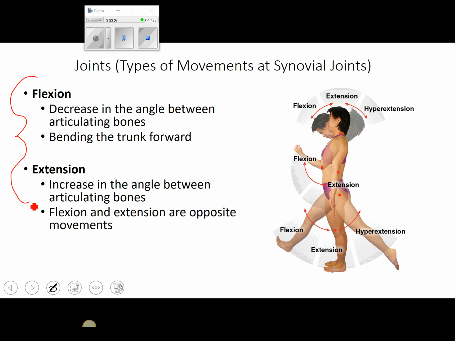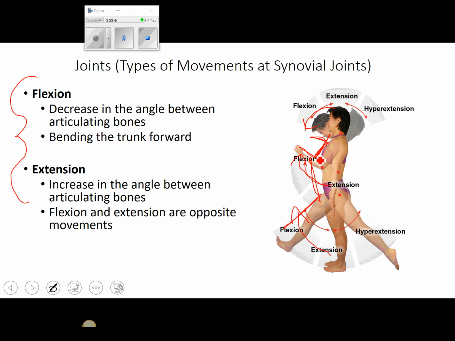In this picture, if she brings her arm upward, she's decreasing that angle. So she is decreasing the angle, and that is flexion. If she brings her legs upward, she's decreasing this angle here. Same with the head, bringing it forward, you're decreasing this angle.